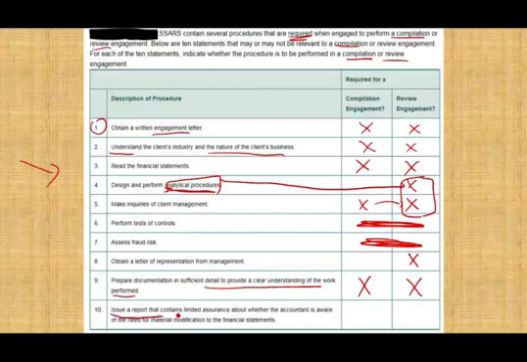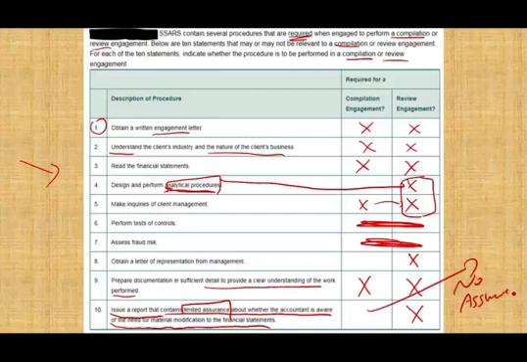Issue a report that contains limited assurance about whether the accountant is aware of the need for material modification of the financial statements. Well, we do provide this for a review engagement. So for a review, you do provide limited assurance. For a compilation, there is no assurance. You're not providing any limited, positive, negative, nothing. No assurance for a compilation. That's why you don't need a representation letter.